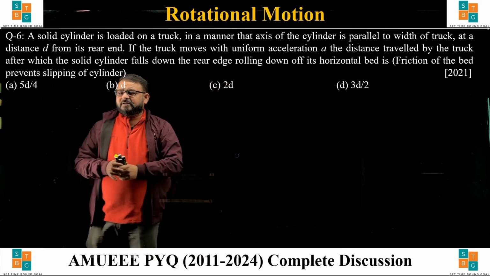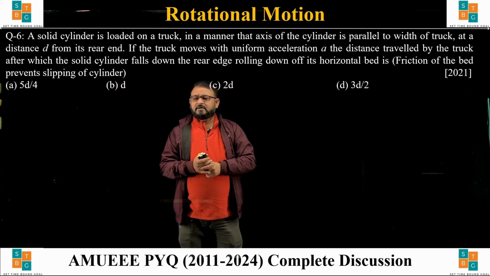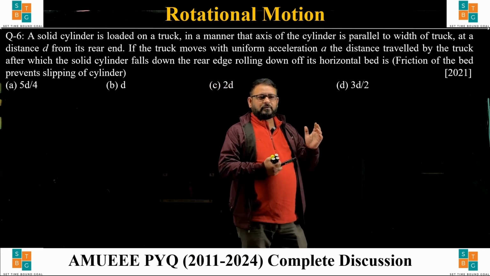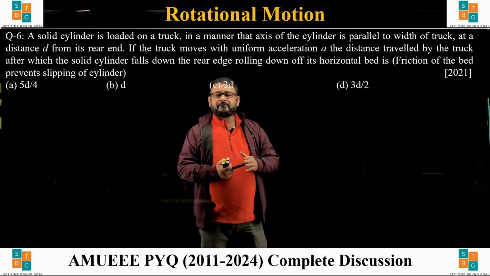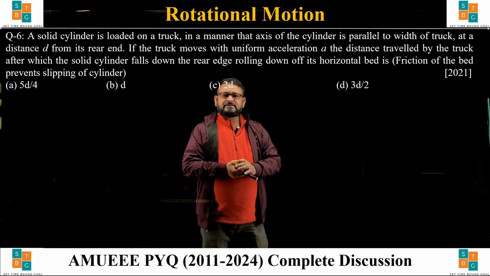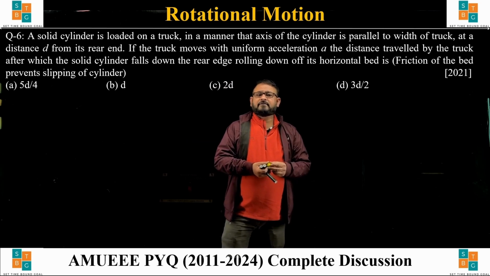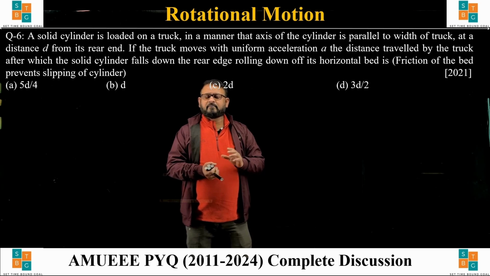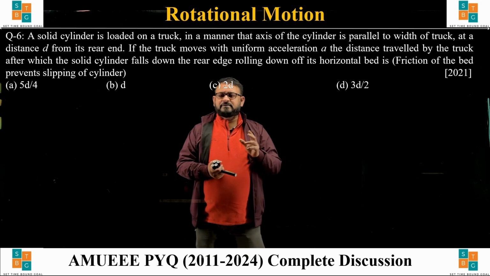Okay, a solid cylinder is loaded on a truck in a manner that the axis of the cylinder is parallel to the width of the truck at a distance d from the rear. If the truck moves with a uniform acceleration a, the distance traveled by the truck after which the solid cylinder falls down the rear edge, rolling down off the horizontal bed, there is friction which prevents the cylinder from slipping.